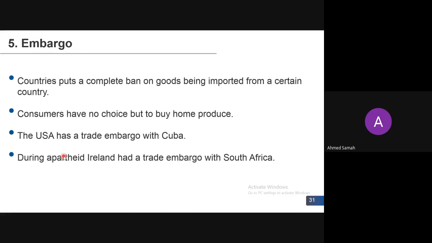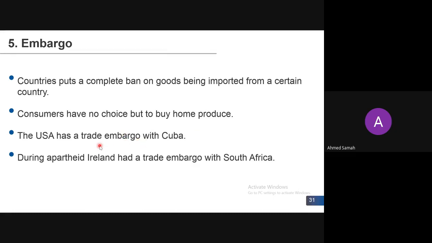Oil crisis in the 1970s and 1980s: OPEC, the oil producing Middle Eastern countries, decided not to sell their oil to particular countries. It's like the USA, and oil prices went up. So trade embargoes exist, like in the case of Cuba and the USA.